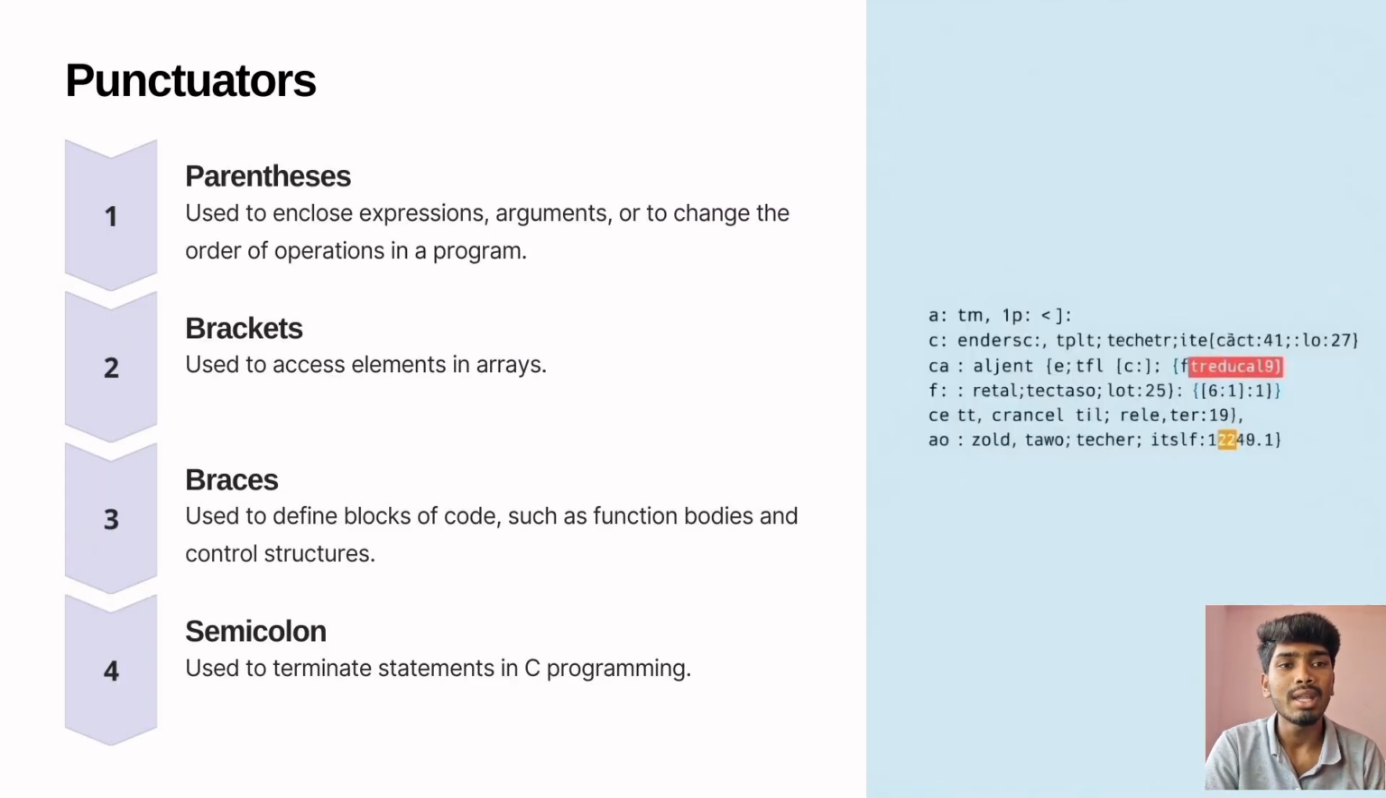Punctuators. Parentheses, brackets, braces, and semicolon are included under punctuators. Use parentheses to enclose expressions, arguments, or to change the order of operations in a program. Brackets. Use them to access elements in an array. Braces. Use them to define blocks of code such as function bodies and control structures. Semicolon. Use it to terminate statements in C programming.